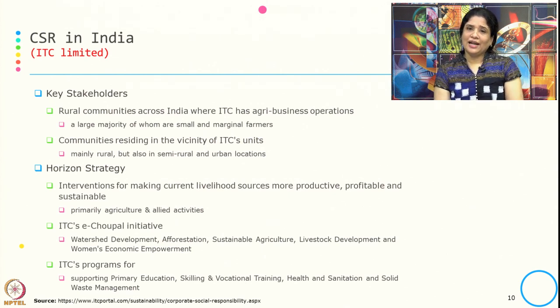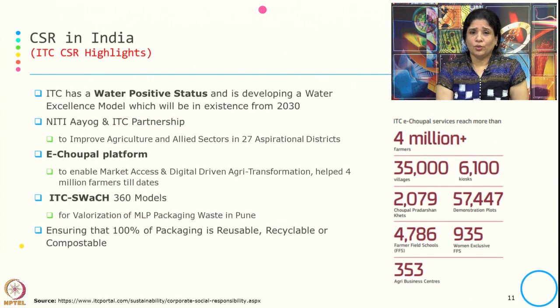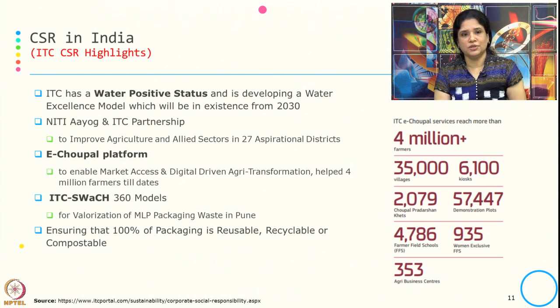Then they have the popular ITC eChopal initiative, with a focus on watershed development, afforestation, sustainable agriculture, livestock development and women's economic empowerment. Also, ITC's programs for education, skilling and vocational training, health, sanitation and solid waste management. This is their water positive status. They have partnered with Niti Aayog to improve the agriculture and allied sector in 27 aspirational districts. Then the eChopal platform enables market access and digital-driven agri transformation, and has helped 4 million farmers till date.